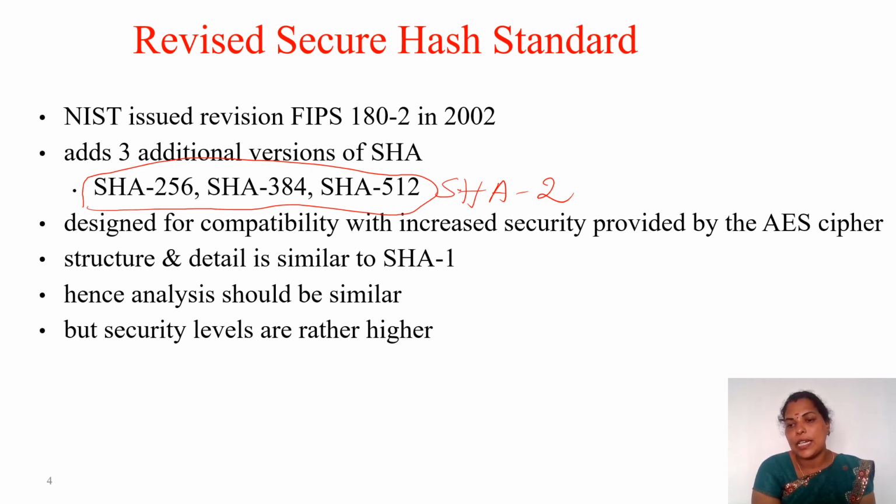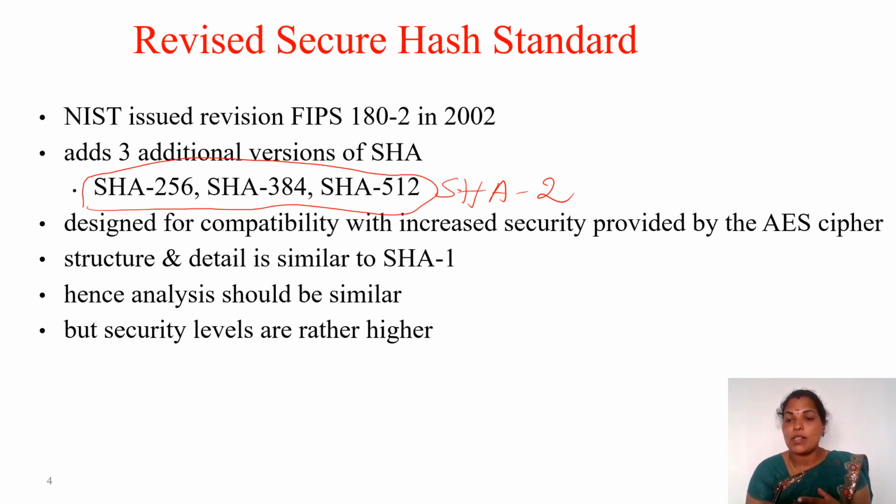In this presentation we are going to discuss SHA-512. It is a very famous and mostly used secure hash algorithm. This SHA is designed for compatibility with the increased security provided by the AES, the Advanced Encryption Standard cipher, and the SHA-2 structure is similar to that of SHA-1. So the base is SHA-0, that is the general structure.